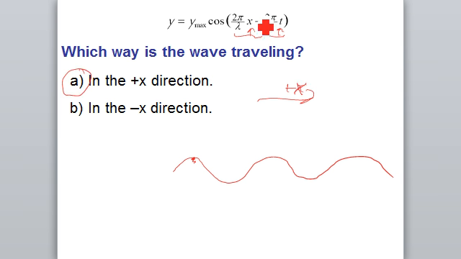Notice, had there been a plus sign here, then in order for this to stay the same, if t is increasing, x would have to be decreasing, and it would be in the minus x direction. So it's all about the algebraic sign in between the two terms.